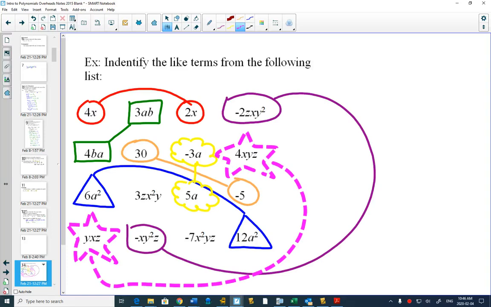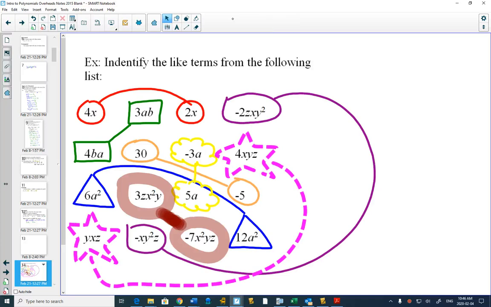And now the hardest one of them all. The thick. I wonder which one it could be. We need 1z, 1y, and 2 x's. Oh ho. Those are like terms.